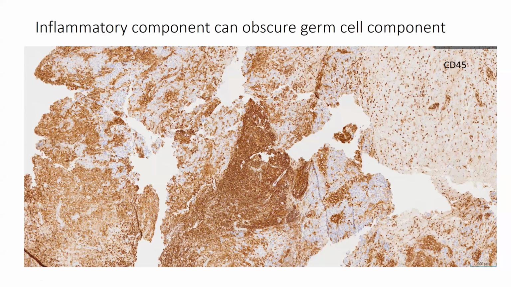As I mentioned, the inflammatory cell component can be quite brisk and even obscure the germ cell component in many cases. So this is a CD45 stain highlighting the inflammatory cells, and there is a cluster here of cells that are negative that are the tumor cells, and another one up here.